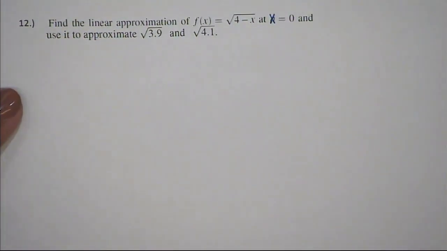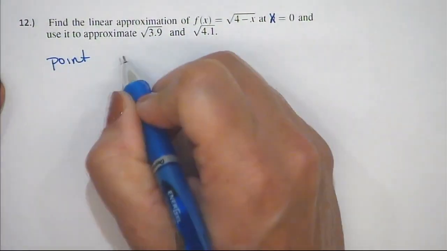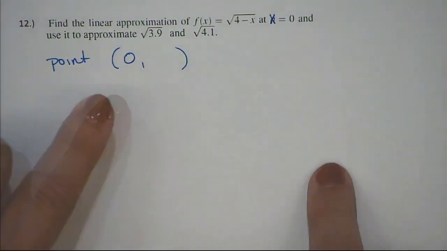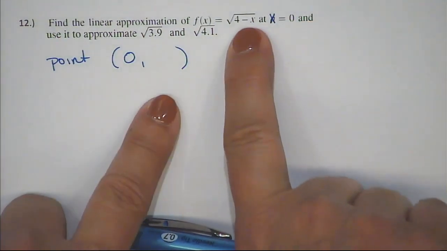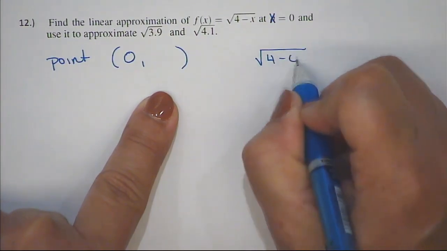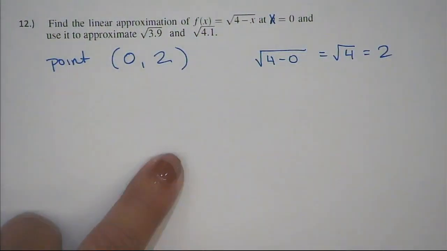Okay, so let's look at our ordered pair. So what's our point? We have to do 0, something. So we're going to plug in 0 into here and find the y value. So that is the square root of 4 minus 0, the square root of 4, which is 2. So our ordered pair is (0, 2).